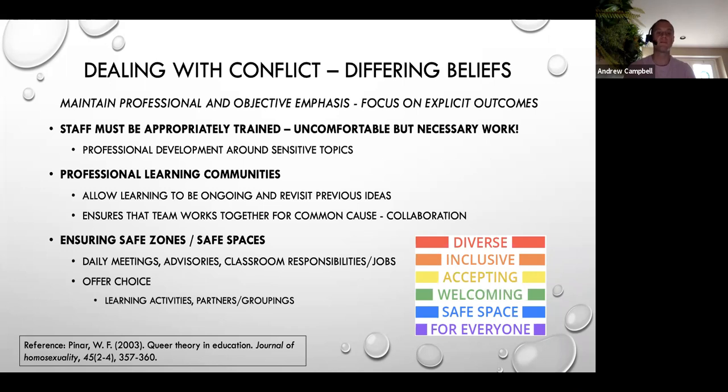We want to make sure that we have safe zones or safe spaces, not just for our students, but of course for staff. Things like daily meetings, advisories, and giving choice. These are all ways in which we're going to build representation and give students and staff a space to feel safe within the learning environment.